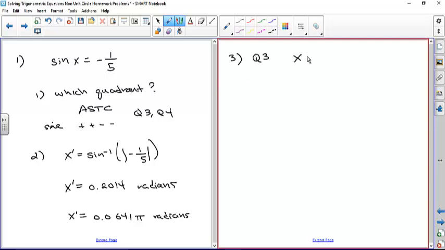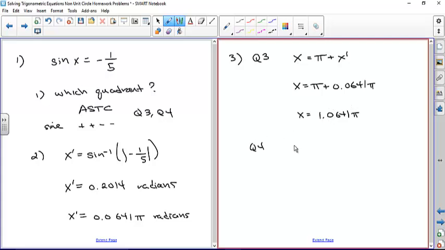So in the third quadrant, the angle is equal to pi plus the reference angle. So we get pi plus 0.0641 pi, which is 1.0641 pi. Third quadrant solutions are always so easy because you just add.